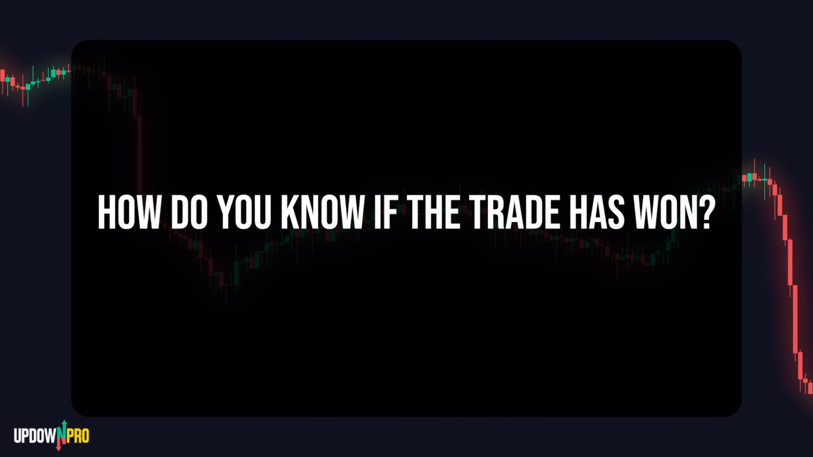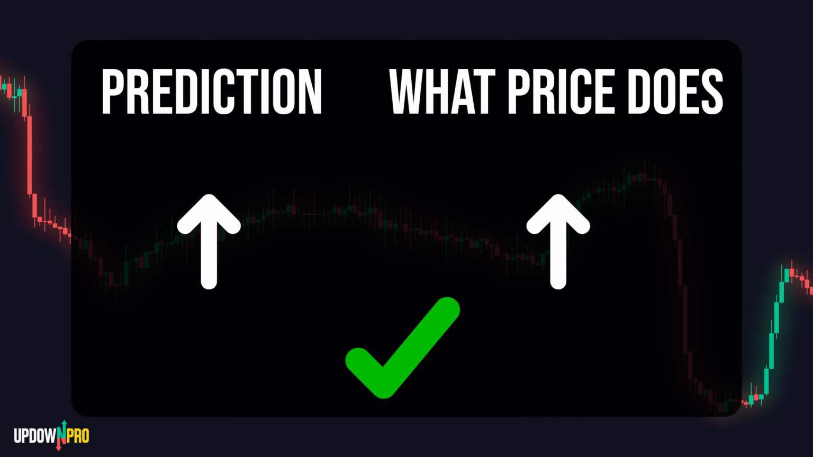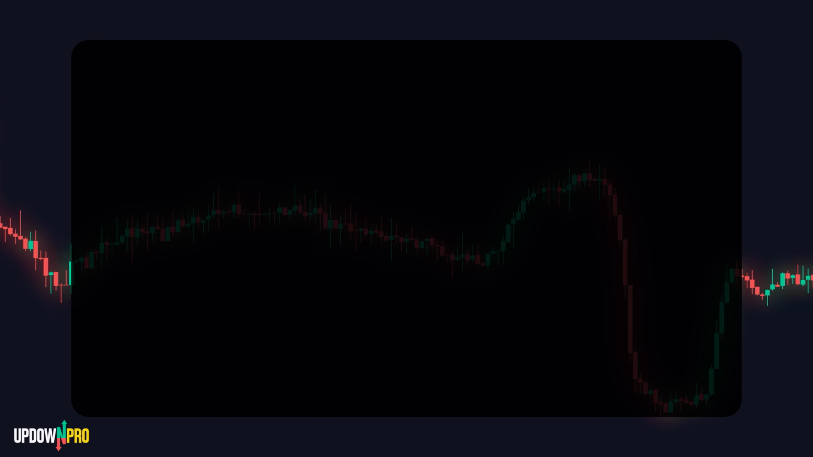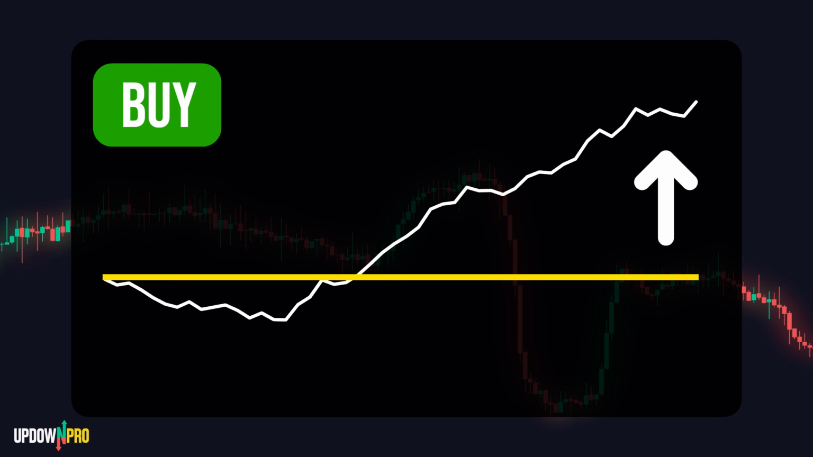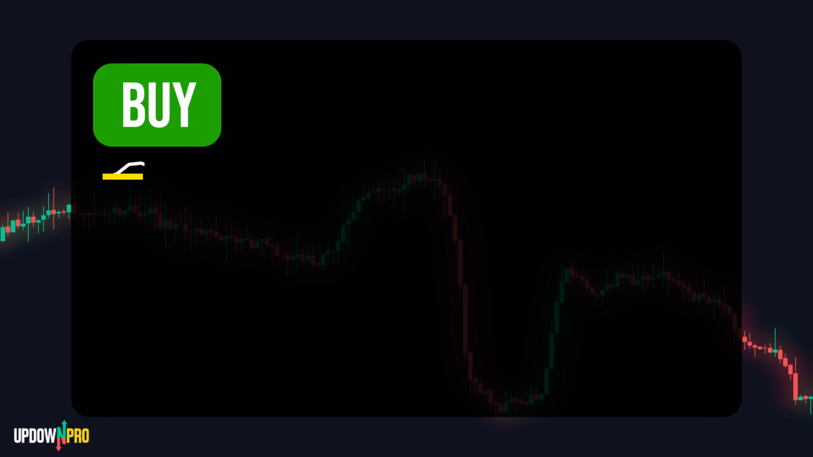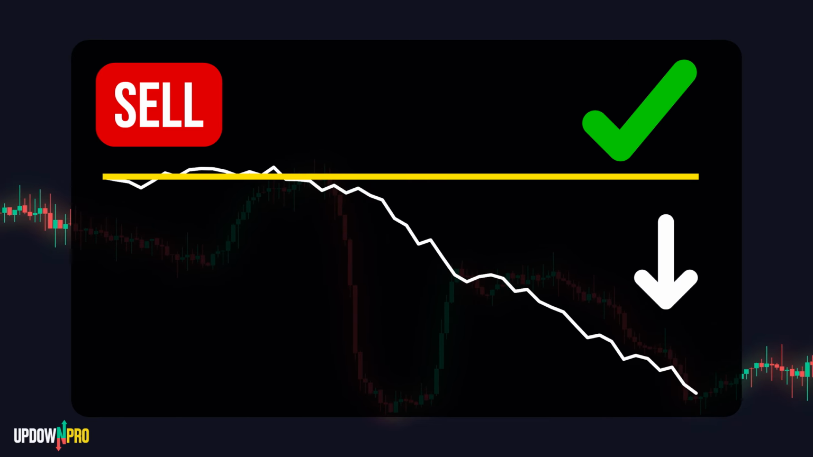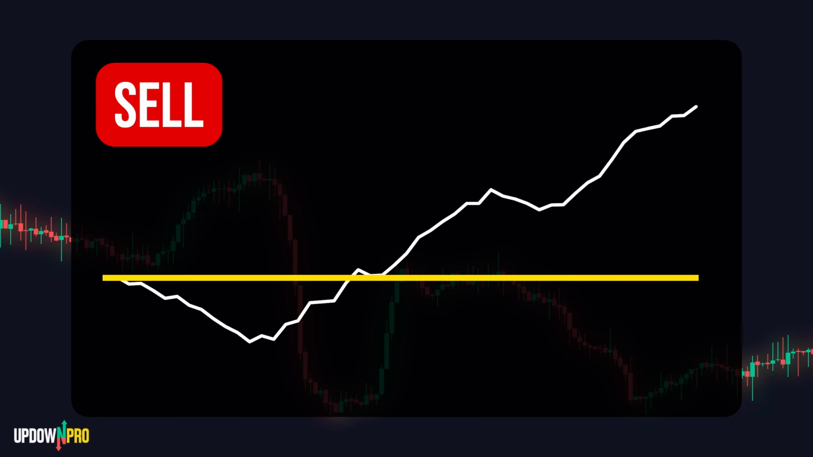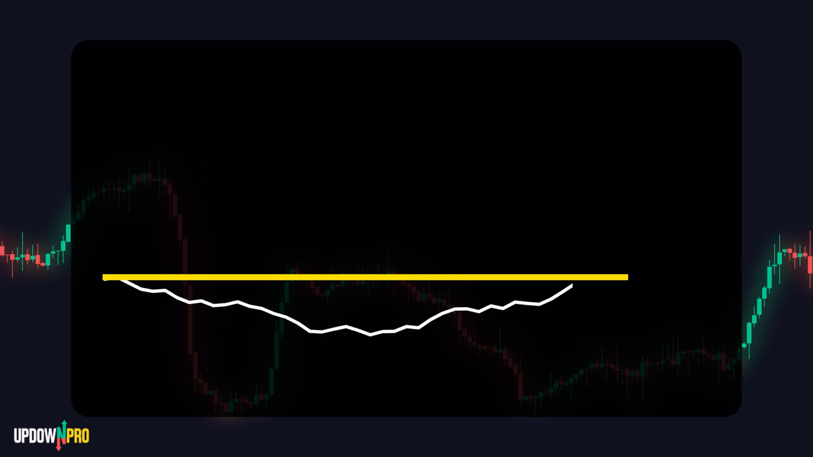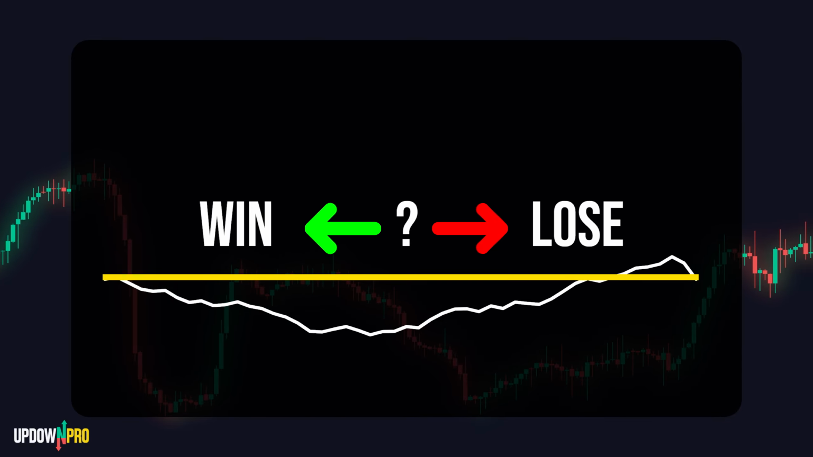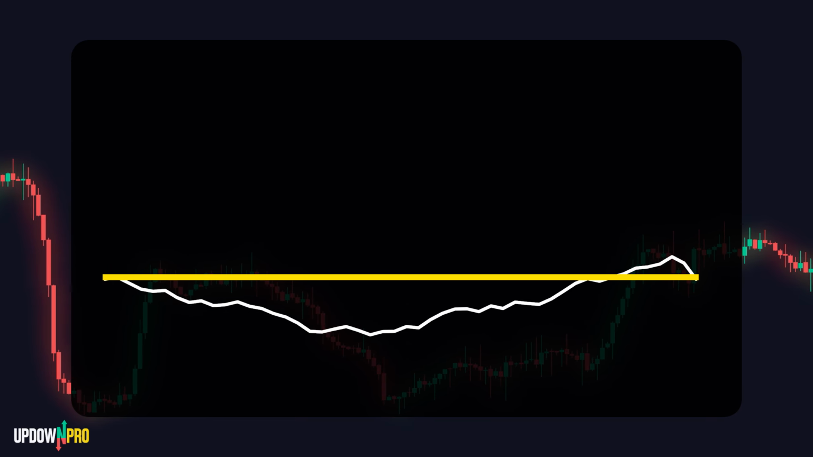So how do you know if the trade has won? It's simple. If your prediction matches what the price does, you win. If it doesn't, you lose. Let's look at all four possible situations. If you choose buy and the price finishes higher, you win. If you choose buy but the price finishes lower, you lose. If you choose sell and the price finishes lower, you win. And if you choose sell but the price finishes higher, you lose. Occasionally, the price finishes at exactly the same level where you entered the trade. In that case, the trade may end in a draw, and your trade amount is returned. This is uncommon but useful to know.